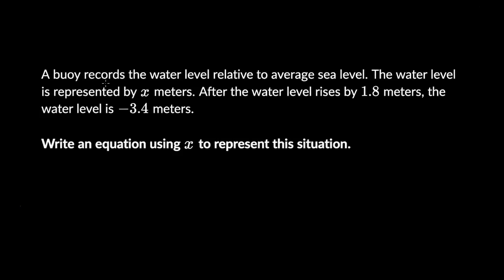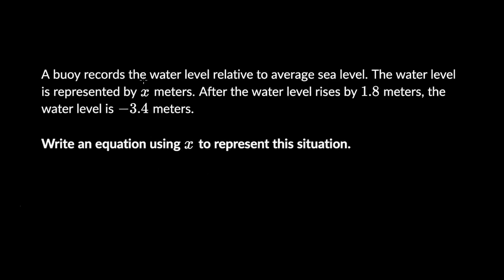We're told a buoy records the water level relative to the average sea level. The water level is represented by x meters. After the water level rises by 1.8 meters, the water level is negative 3.4 meters. Write an equation using x to represent this situation. All right, pause this video and have a go at that.